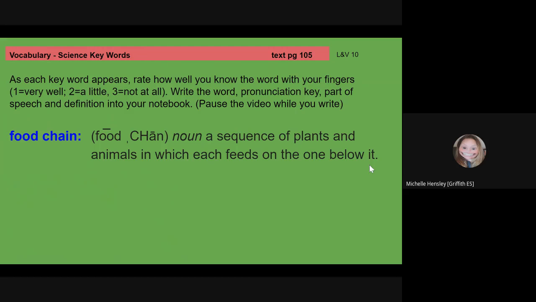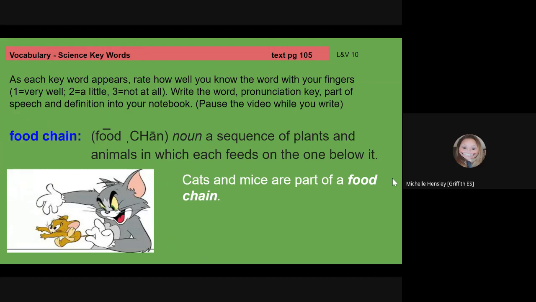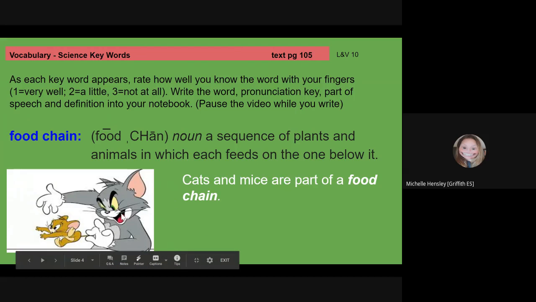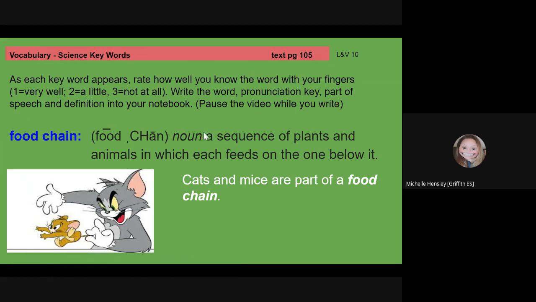And that would be the food chain. Okay. Here's another example of food chain. Cats and mice are part of a food chain, right? Mice will eat grains and plants, and then the cats eat the mice. In our country, nothing really eats the cats. That's not always true in other countries. Well, I guess we have coyotes here. So coyotes might eat your cat. They would be at the top of that food chain. Okay, food chain. How well do you know food chain now? Write it down. You need food chain, noun, a sequence of plants and animals in which each feeds on the one below it.